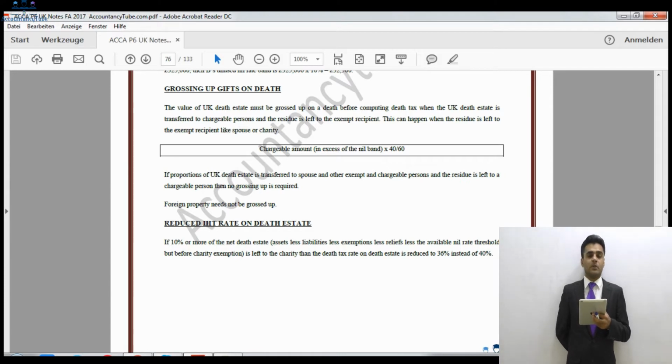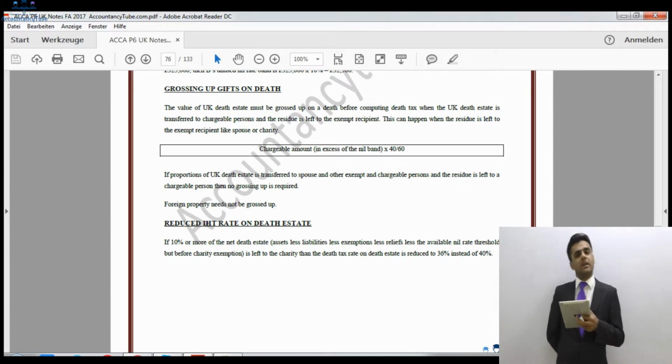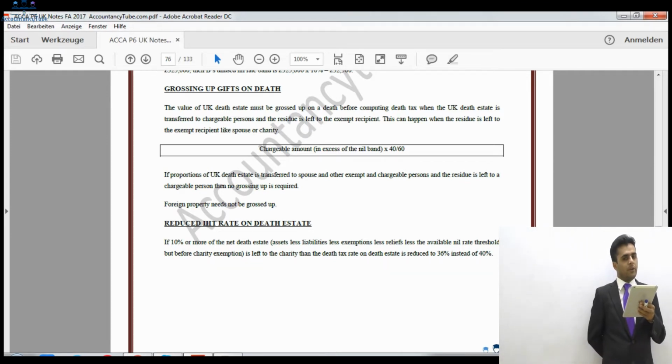Now that 10% does not apply on the full death estate. It is after deduction of all the exemptions. Right? So if 10% or more of the net death estate, which is assets less liabilities, less exemptions, less reliefs, less available nil rate band, but before deduction of the charity itself, is left to the charity, then the death tax rate on the death estate is reduced to 36% instead of the 40% normal rate.